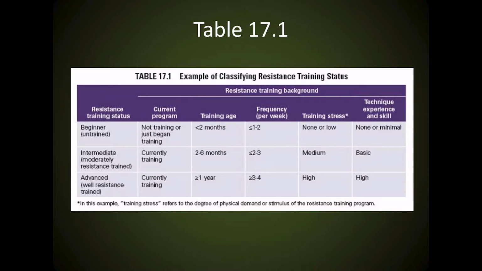Now, the frequency also plays a role in this. If they're only training once a week or a couple times per week, they're really a beginner, possibly in that intermediate stage, potentially, but most of the time the intermediate athletes are probably going to be training 3, maybe 4 times a week, as well as the advanced or well resistance trained athletes. They're certainly going to be training at least 3 times per week, likely 4 or 5 times per week.